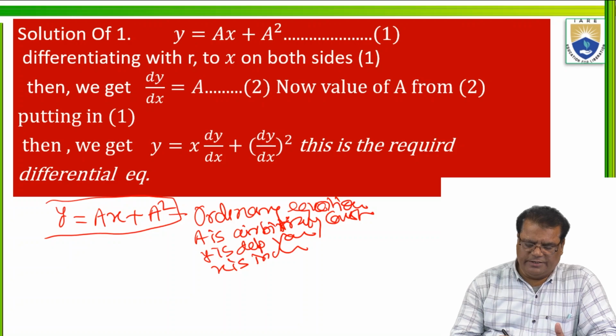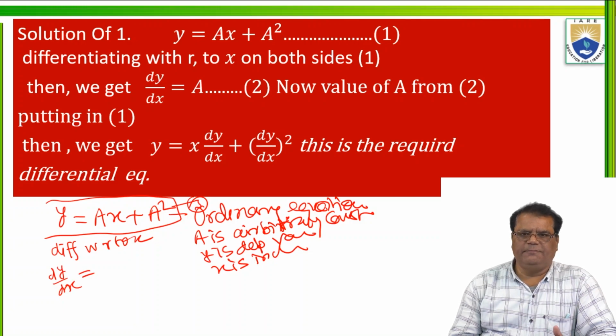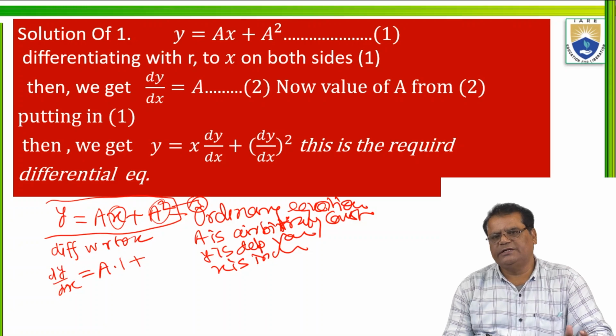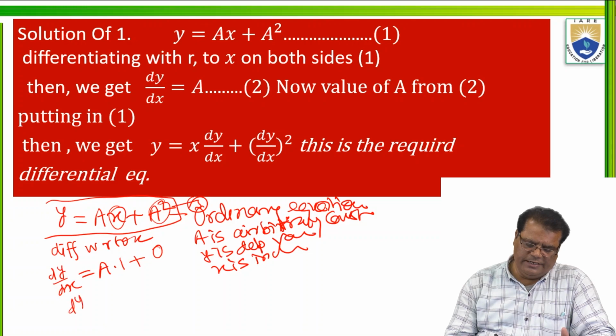So here we differentiate. Differentiating with respect to x the given equation 1, here we get dy/dx is equal to, now a is a constant. What is a multiplied by? First, a is multiplied by x, so I am writing a. The differential of x is 1. And here there is only a constant. The differentiation of a constant is 0. Arbitrary constant differentiation is always 0. So here we get dy/dx equal to a.